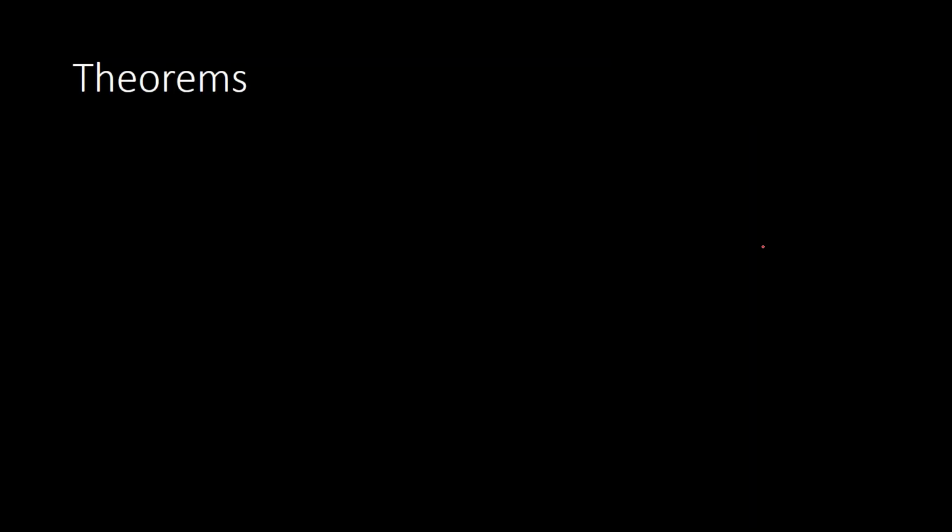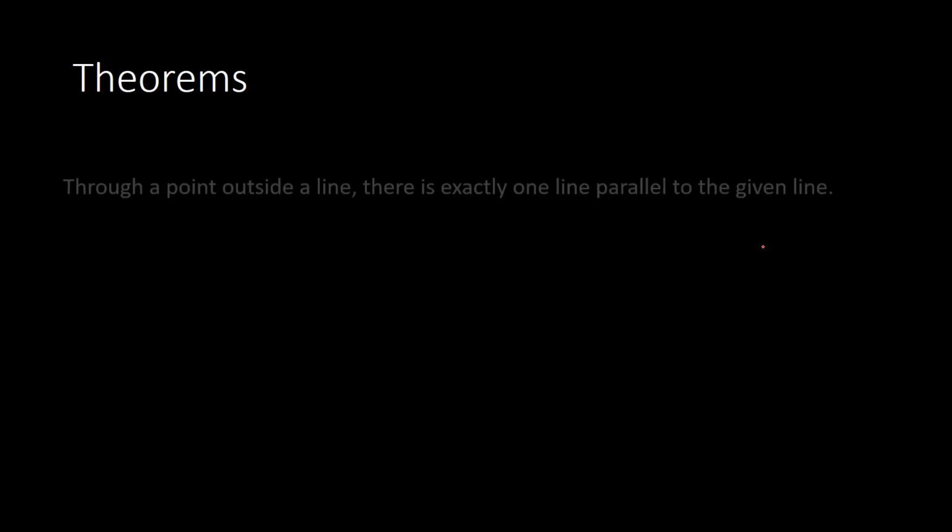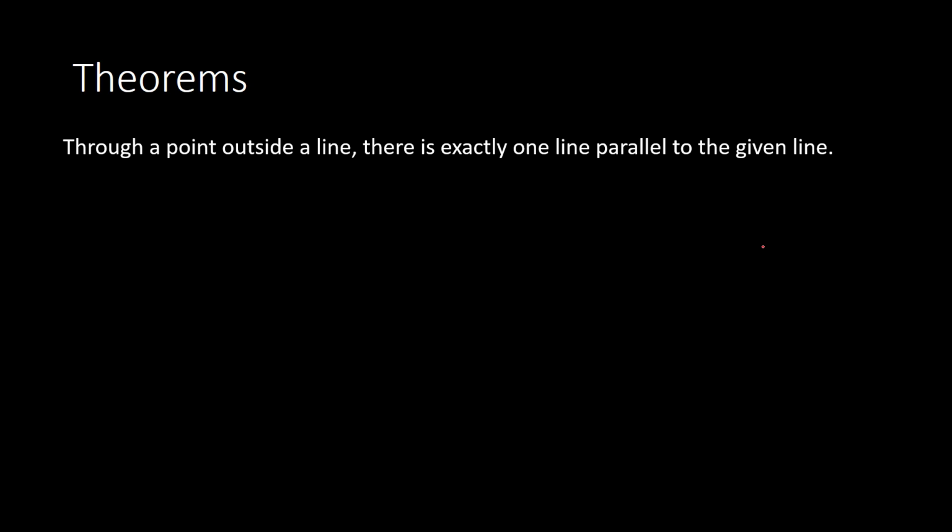And now we're going to switch gears a little bit and just look quickly at 2 different theorems that you need to know. And so theorem 1 is still dealing with parallel lines, and it says that through a point outside a line, there's exactly one line parallel to the given line. So for example, if here we have a line and a point not on the line, and you were to draw a line that goes through this point and is parallel to this line, there's only one line that we can draw through that point that is parallel, and it would look like this.